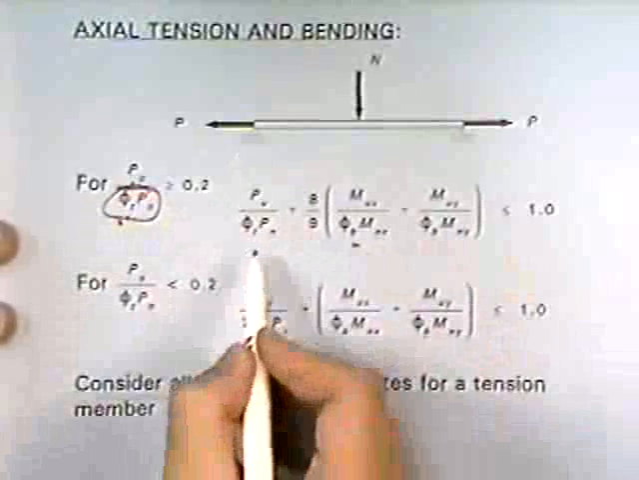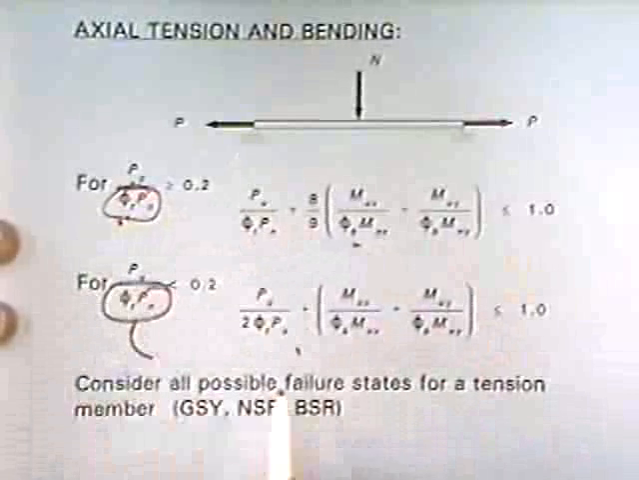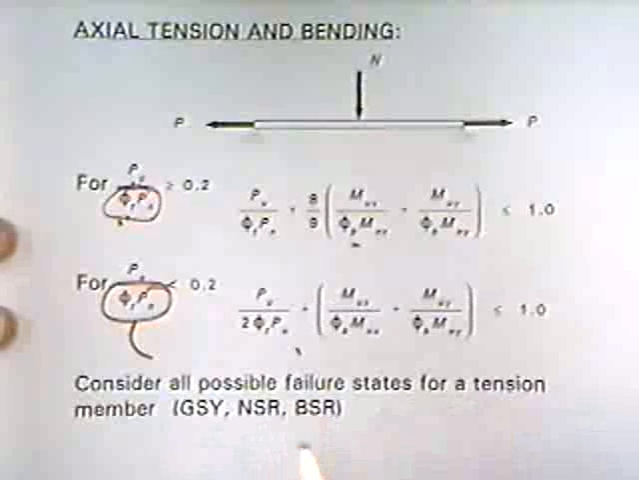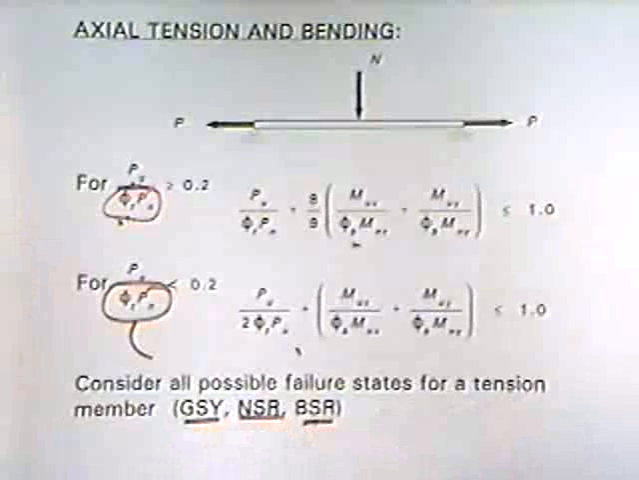And so again, in order to get this value here, you've got to consider all possible failure states for a tension member: gross section yielding, net section fracture, and block shear. And again, they like to put combined loading on these problems because it gets you involved in very many aspects of steel design. It's one member, but you've got to treat it as a tension member and also as a bending member.